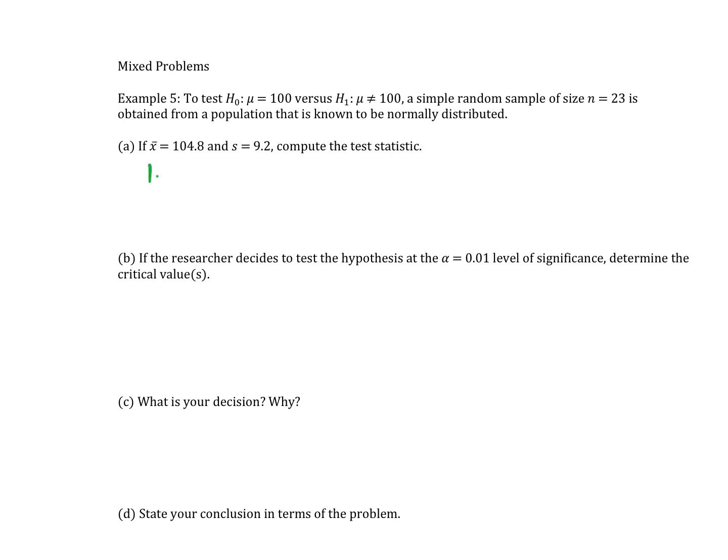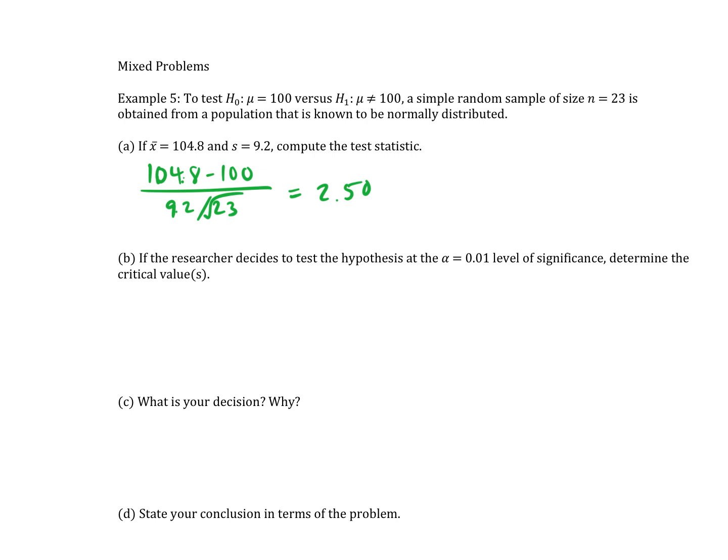So we have 104.8 minus 100 over 9.2 divided by square root of 23. So our test statistic is what? 2.50. All right. If the researcher decides to test the hypothesis at the alpha 0.01 level of significance, determine your critical values.